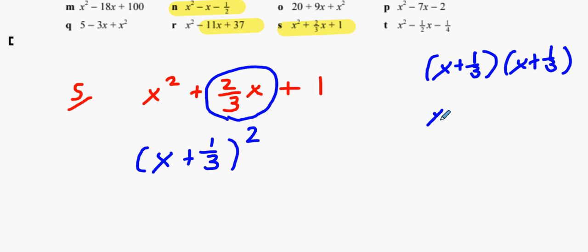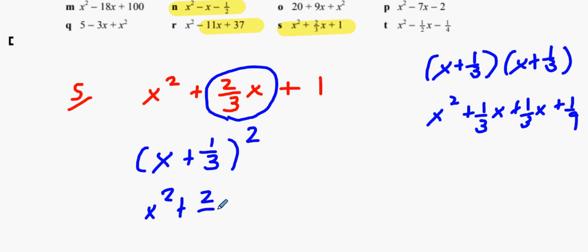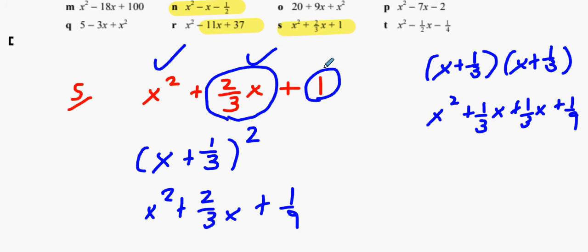X squared. 1/3 x. Multiply a third by a third. A third plus a third. You got exactly what you wanted, didn't you? First one, second one, however, the third one's wrong. I have 1/9, but what do I actually want? What you need to add onto it? 8/9. Because 1/9 plus 8/9 is 9/9, 9/9 is 1.